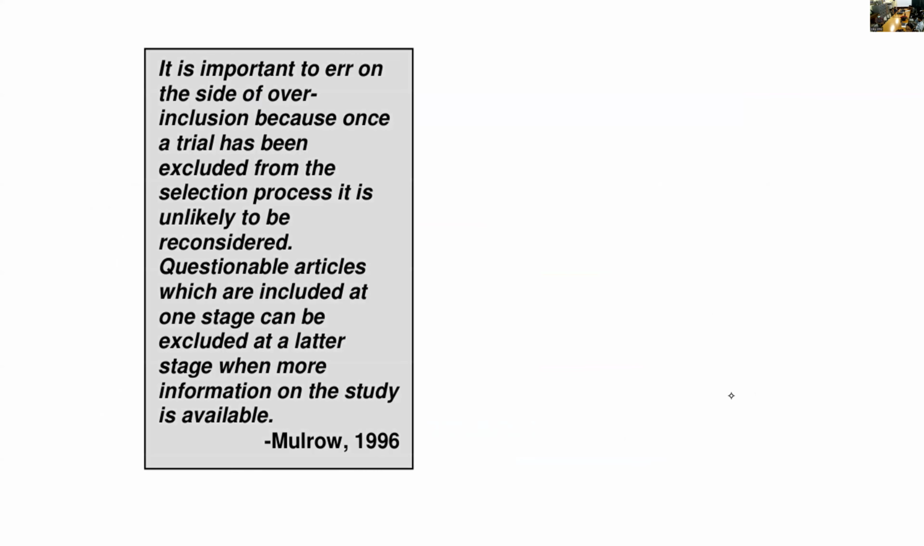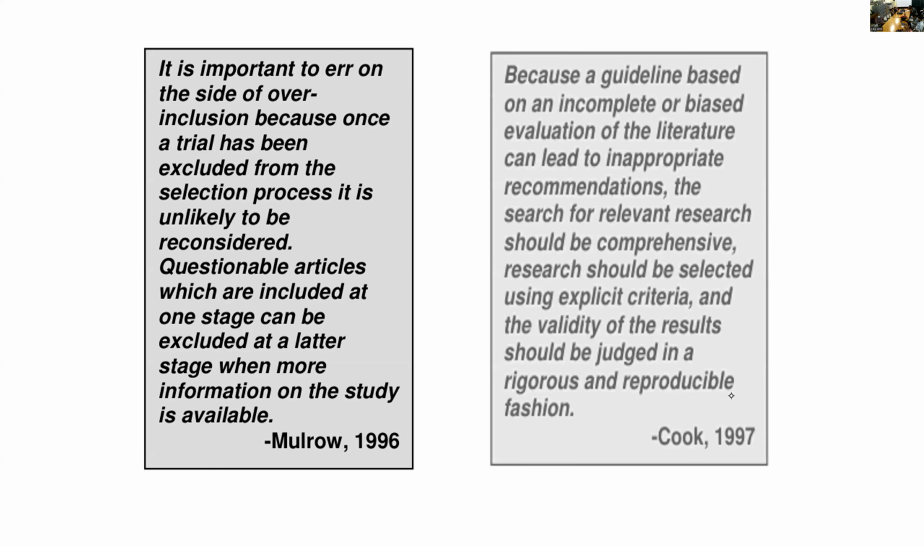So I have two wise men's quotes. It is important to err on the side of over-inclusion, because once a trial has been excluded from the selection process, it is unlikely to be reconsidered. However, questionable articles which are included at one stage can be excluded at a later stage when more information on the study is available. The next is, because a guideline based on incomplete or biased evaluation of literature can lead to inappropriate recommendations, the search for relevant research should be comprehensive. Research should be selected using explicit criteria, and the validity of the results should be judged in a rigorous and reproducible fashion. This is the reason why I thought I should rate low on the previous question.